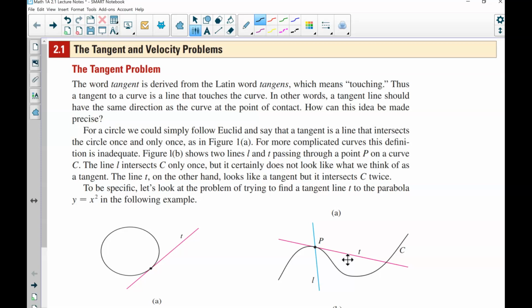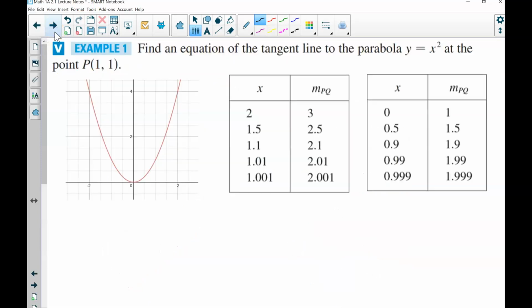Now to be specific, we're going to look at a problem of trying to find a tangent line T to the parabola y equals x squared in the following example. We want to find an equation of the tangent line to the parabola y equals x squared at the point (1, 1). So this represents the point (1, 1), and we'll plot that on our graph. We can find an equation of the tangent line T as soon as we know its slope.